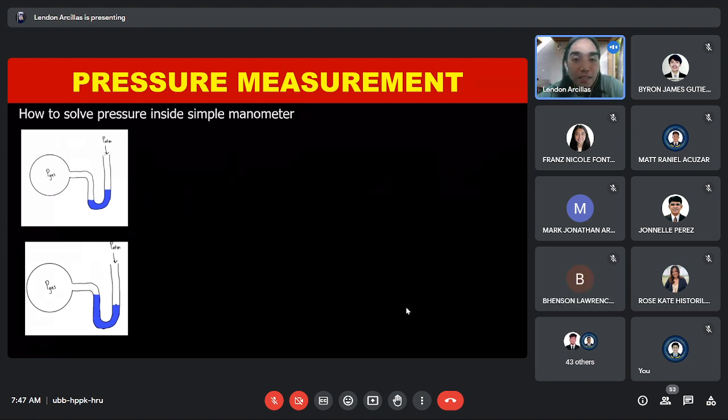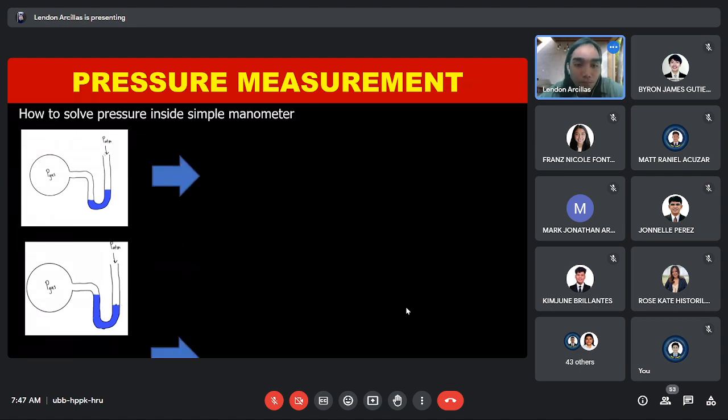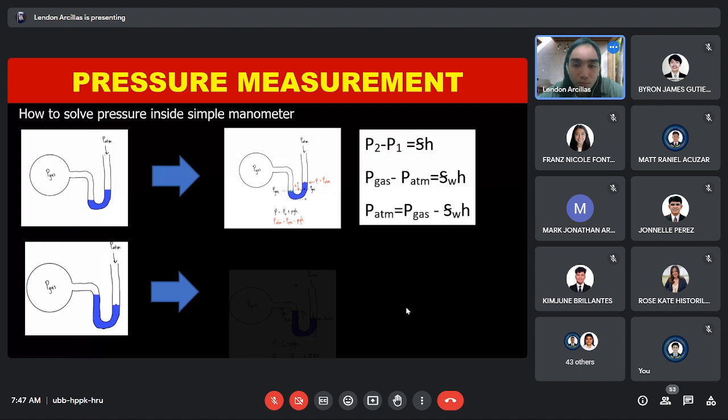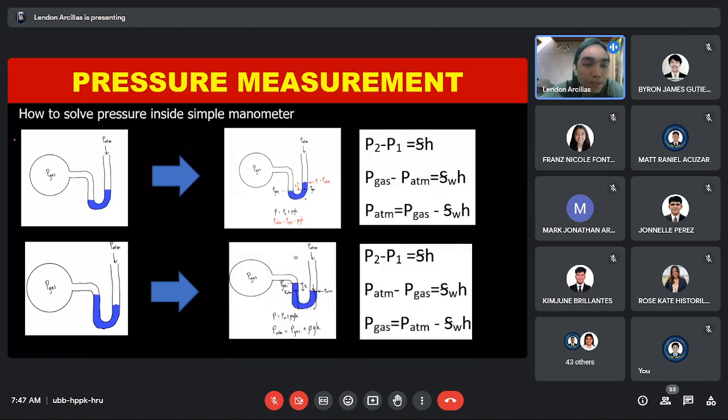How do we solve pressure inside simple manometers? Okay, let's try the first scenario. This is an open type manometer. Since it is open here, at the surface we get the pressure of the gas. Is this the pressure of the gas? Yes. The pressure difference between PATM and the pressure of gas. So we have PATM, this is pressure 1, and this is pressure 2.